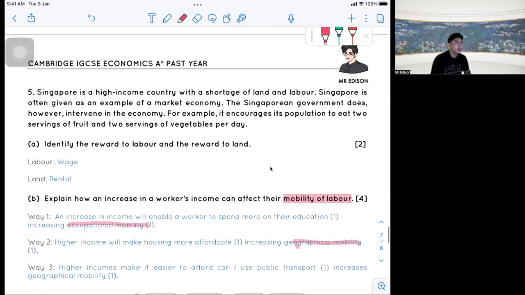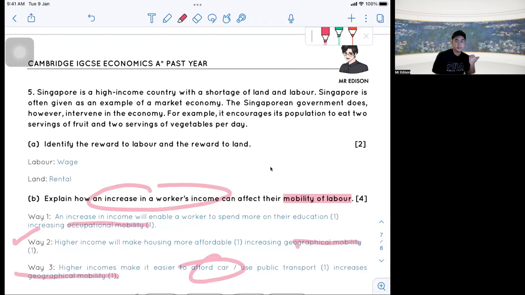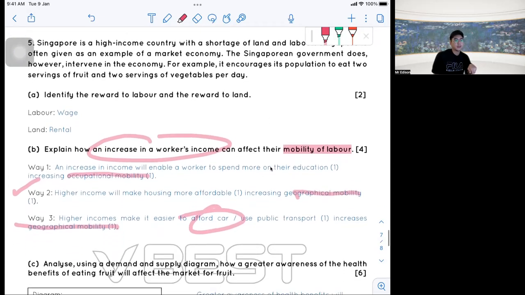And then way 3: higher income makes it easier to afford a car or use public transport, increasing geographical mobility. It's the same idea as the second one. The second one is about housing, and the third one is about transportation. You get it? Because last time, if you wanted to work in another place, you needed to have a car, as there's no access to public transport to that area. You need to buy a car, but you have low income. Can you buy a car? You cannot afford it. But now, with an increase in income, you can buy a car. All right, so that's it.